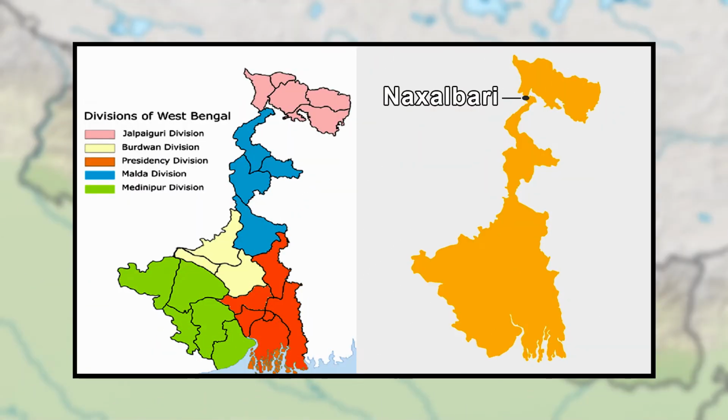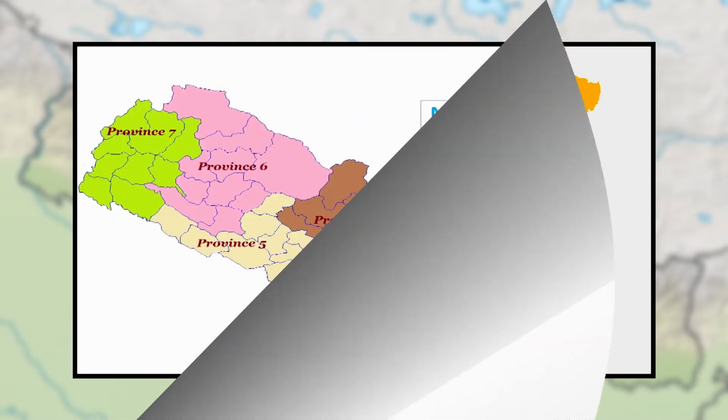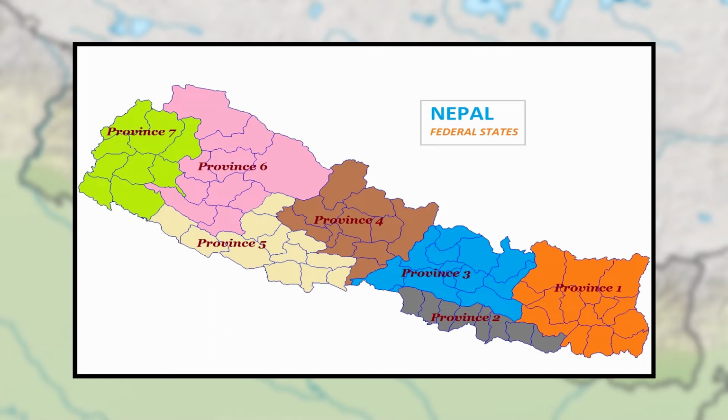Naxalbari took place not far from the India-Nepal border in West Bengal. Nepal's particular geography gives this tradition fertile ground due to the mountainous terrain that is favorable to guerrilla warfare. These factors, combined with the desperate rural conditions and disaffection for the political system in Nepal on behalf of the masses, created a fertile environment for a revolutionary movement.